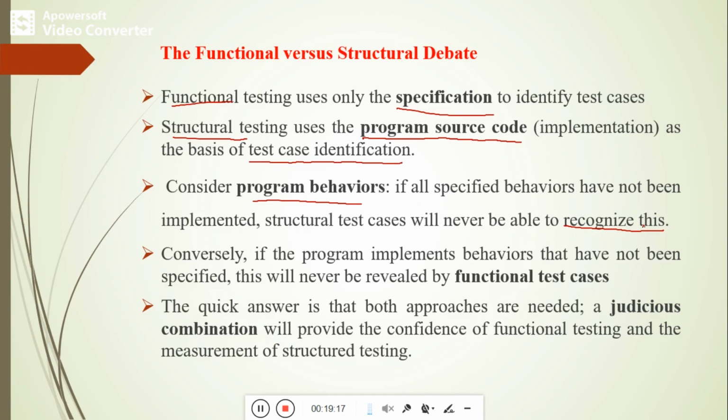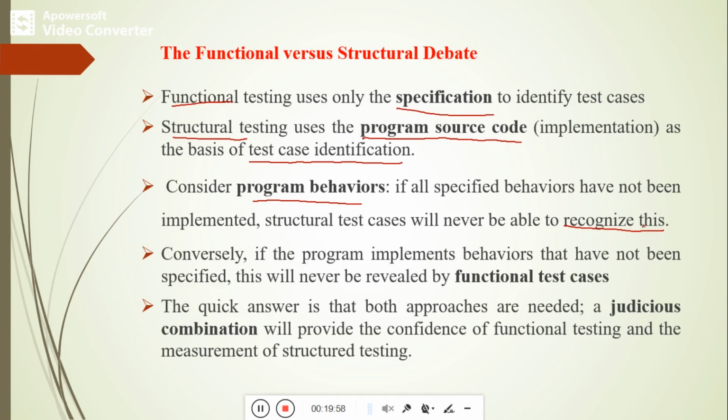Conversely, if the program implements behaviors that have not been specified, this will never be revealed by the functional test cases. From the Venn diagram, I have very clearly explained that even though the specified behavior has been specified, the program behavior has been programmed separately, which has not been specified by the specification. Then the functional test cases will never reveal those areas where a mistake has been made by the programmer in the program behavior.